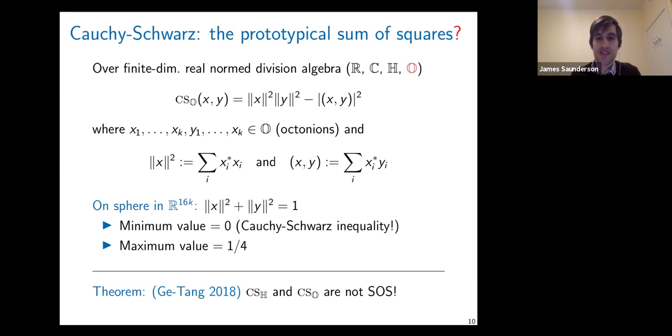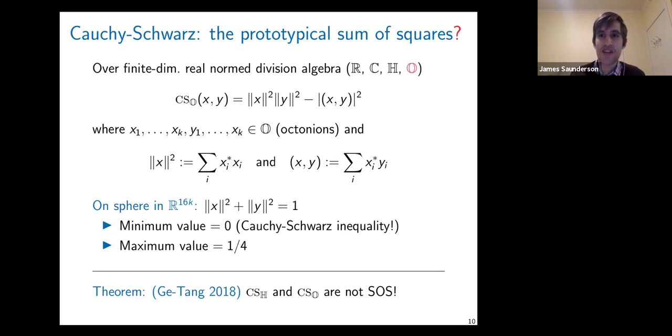Again, its minimum value is 0. So the Cauchy-Schwarz inequality still holds, and the maximum value is 1/4. So the same inequalities hold on this form. But it turns out that in the quaternionic and octonionic cases, these forms are no longer sums of squares. So this Cauchy-Binet argument fails in these cases. So these are potentially interesting examples to investigate.